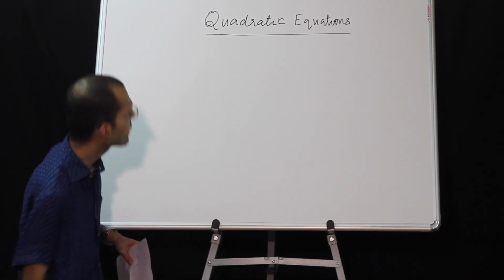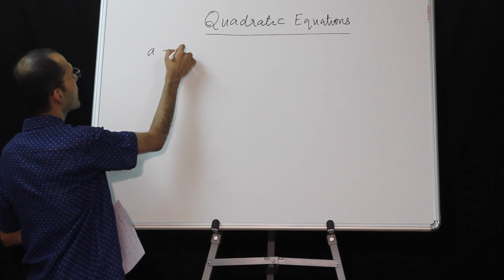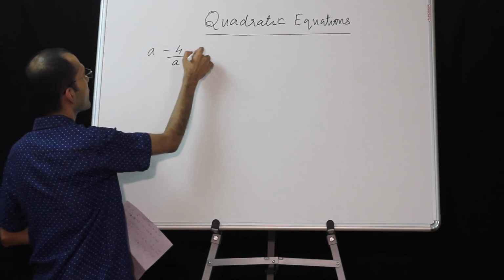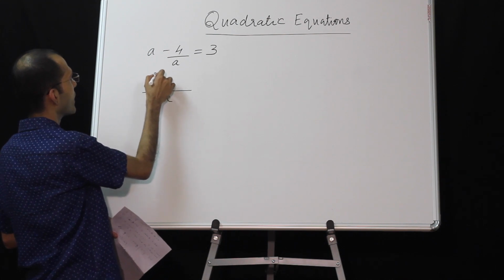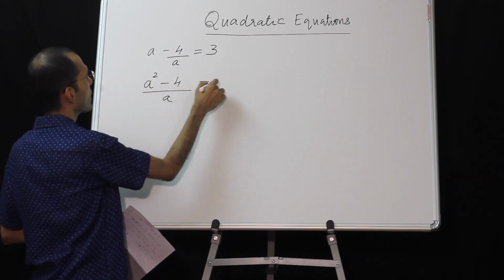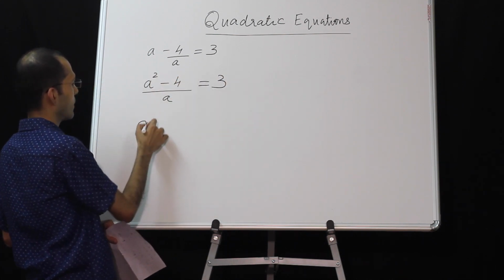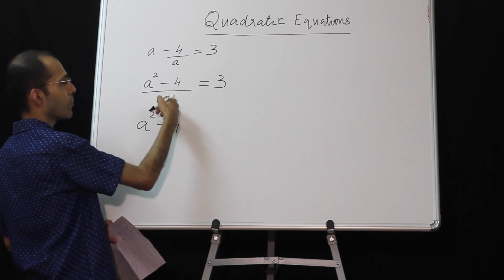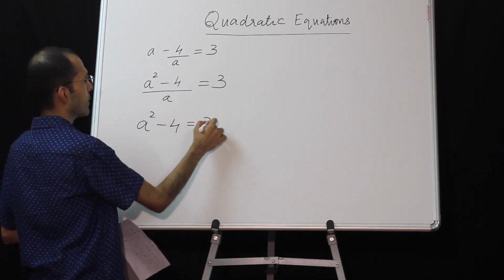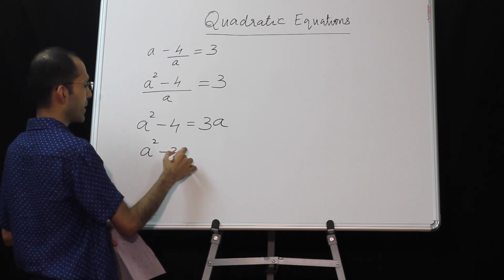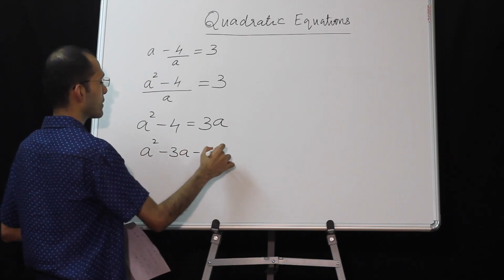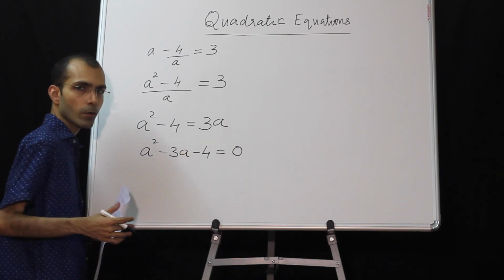So it was a minus 4 upon a is equaling 3. So let's take the LCM. You will get a square minus 4 is equaling 3. A square minus 4, a into 3 is equaling 3a. So a square minus 3a minus 4 is equaling 0.